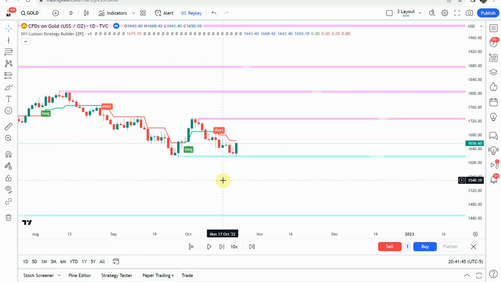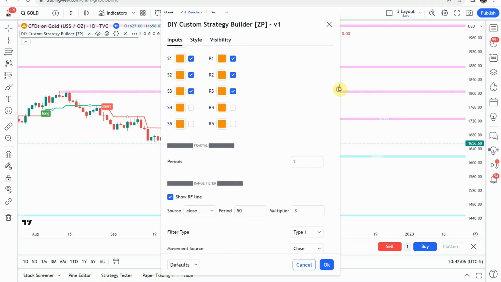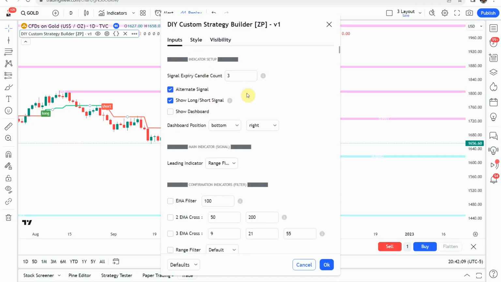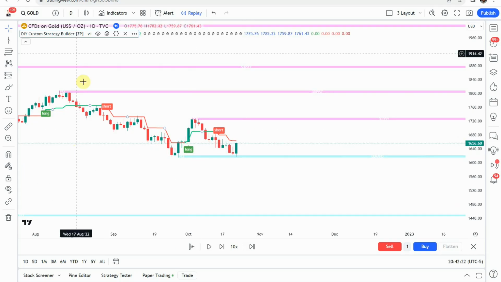Okay, so today we are testing the DIY Custom Strategy Builder. A little while back, we tested this indicator and went through it in more detail in that video. We can run through it again, but basically this indicator allows you to build a strategy that, once all the pieces of your particular strategy are in place, will give you short signals and long signals like you see here on screen.